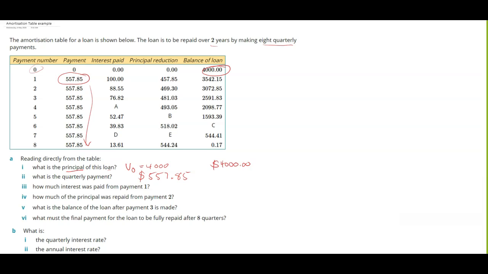How much interest is paid from payment 1? So payment 1, they're charging the most, and the amount is $100. It goes down every time because the balance of the loan is going down. So it's $100 in the first payment. What's the principal repaid in payment 2?